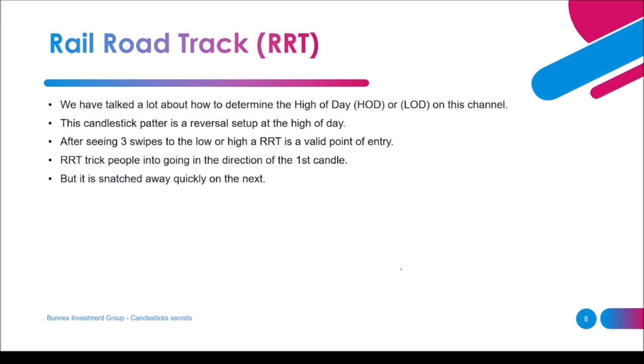Then another important candlestick group is the railroad track. This is the mother of bullish engulfing patterns, cloud cover, and so forth. There are several that come under the railroad track, and we have talked a lot about how to determine the high of day, HOD, or low of day on this channel. And this candlestick pattern is a reversal setup at the high of day.